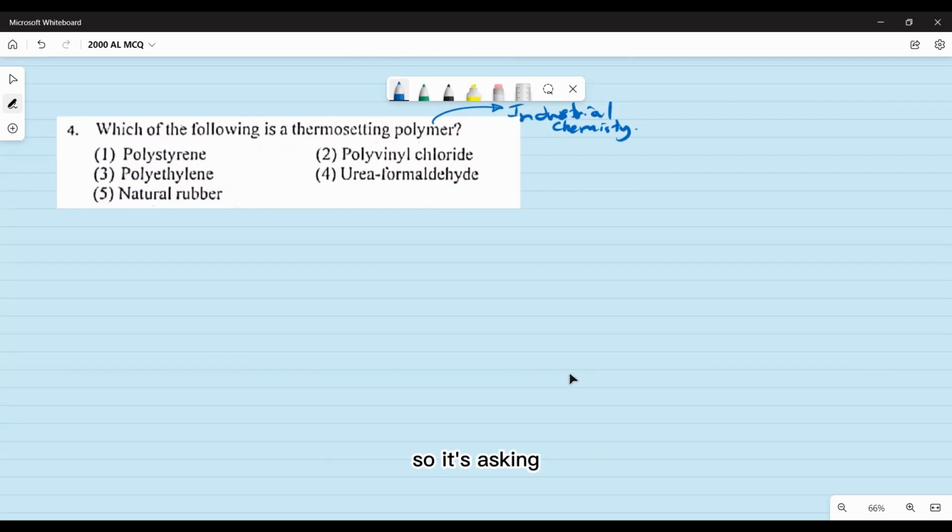So it's asking about thermosetting polymers. You may not know anything about polymers, but I will show you a simple single page short note. There you have everything you need to learn regarding polymers. So we will go to that short note and find out where these polymers are present, and then how to get the answer.